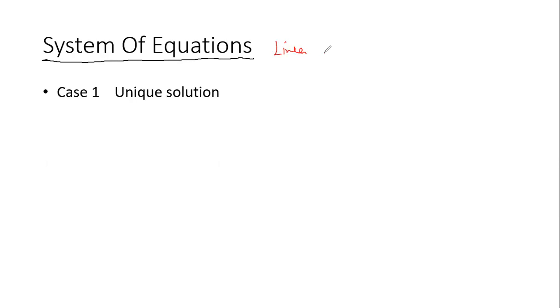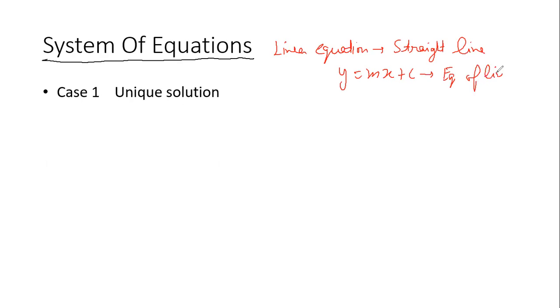Whenever we try to draw a linear equation on the graph, we always get a straight line. That's why I told you that y is equal to mx plus c is also a linear equation, which is nothing but an equation of a line. So we have done coordinates. In coordinates, you know that this is also a line. So whenever we draw a linear equation on the graph, we always get a straight line.